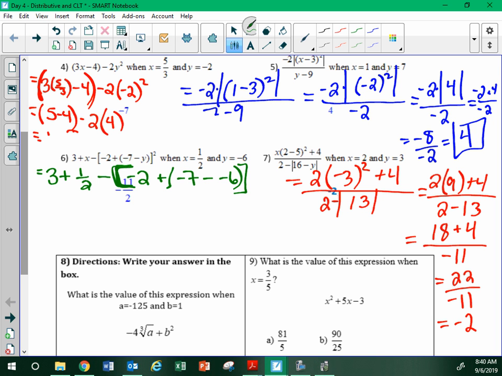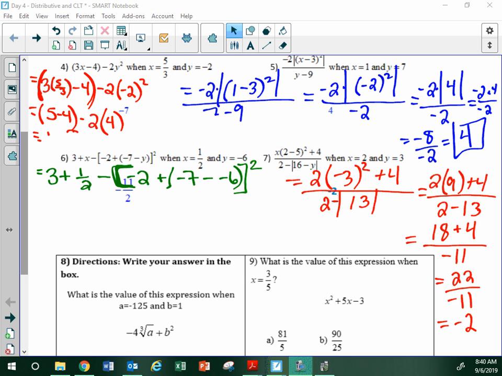Close my bracket, squared. Okay, so again, just double check. We've got 3 plus x, which is 1/2, minus bracket, -2 plus parentheses, -7 minus y, which is -6. Parentheses, bracket, squared. Okay, lots happening here.